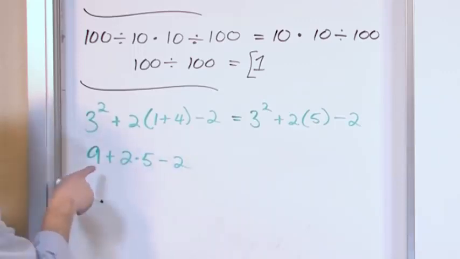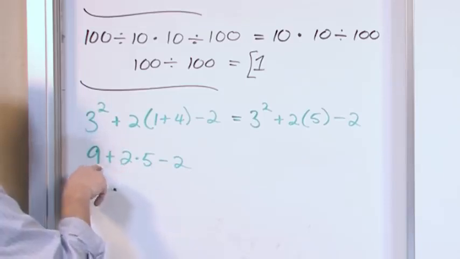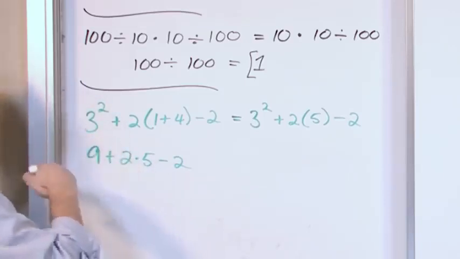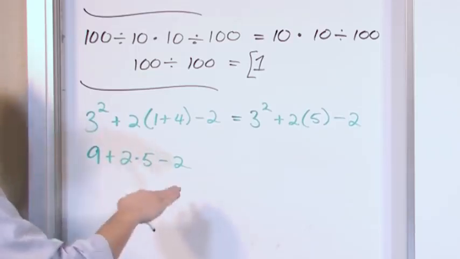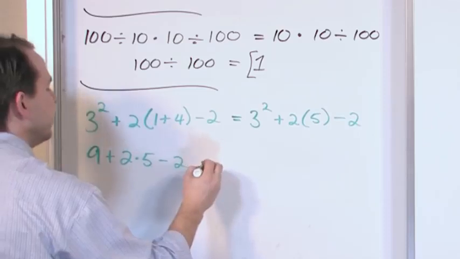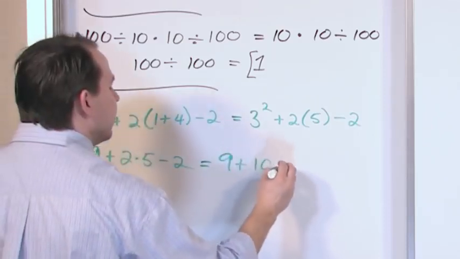I'm just rewriting, taking the parentheses out because it's just multiplication now. So here we have 9 plus 2 times 5 minus 2, and you might be tempted to add 9 plus 2, but that's going to be wrong because you need to look at your order. Are there any parentheses? No. Are there any exponents? No. Is there any multiplication and division? Yes, it's right here. We must do that first. 2 times 5 gives us 10.